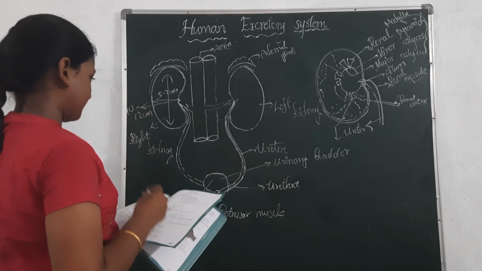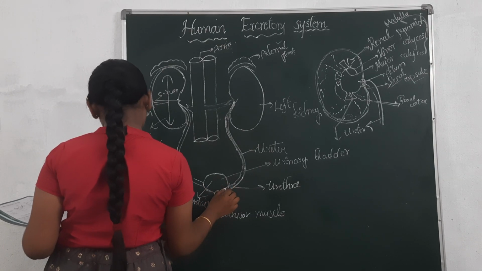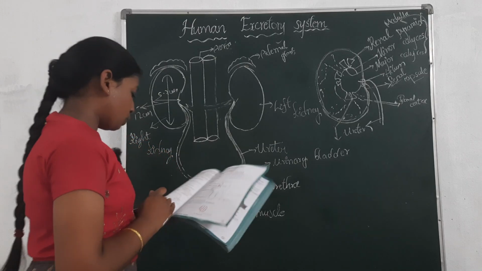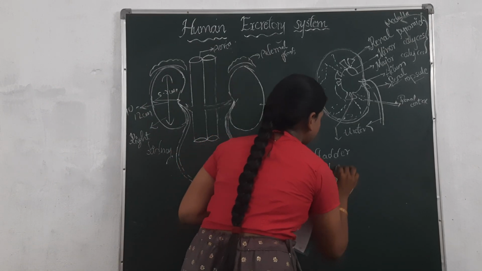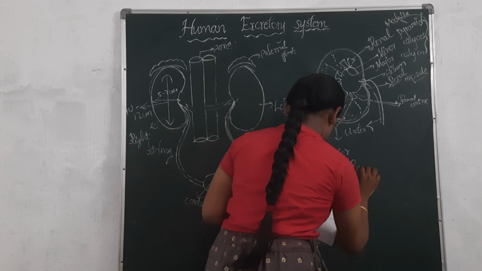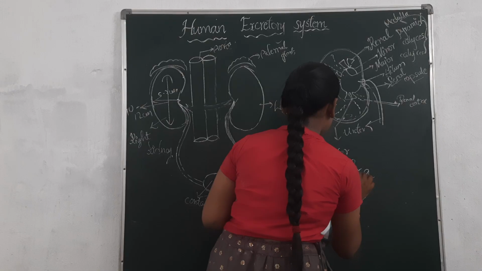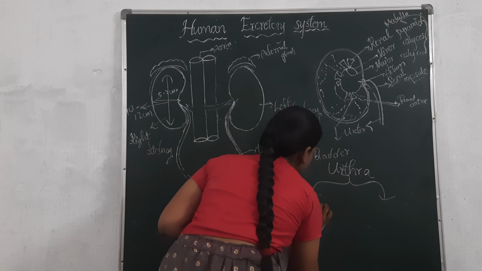Next, the urethra. This down part is called the urethra. The urethra is of two types: male urethra and female urethra.